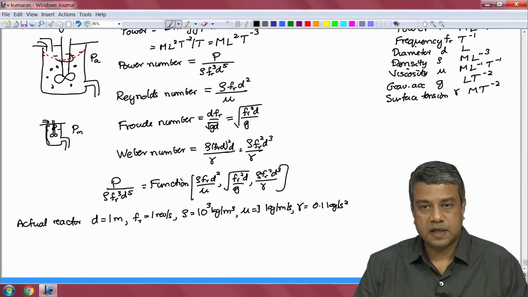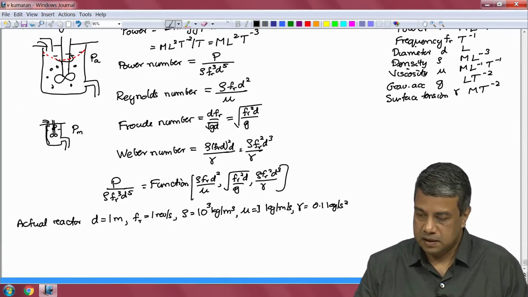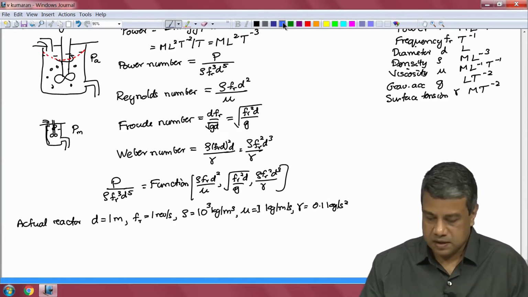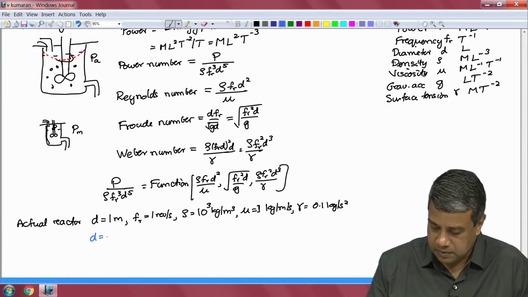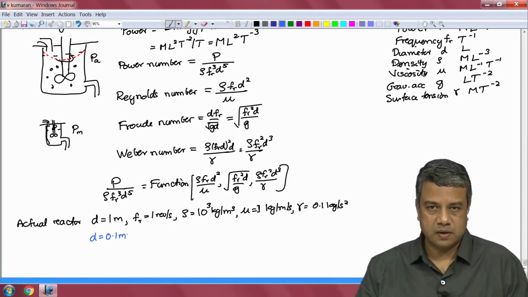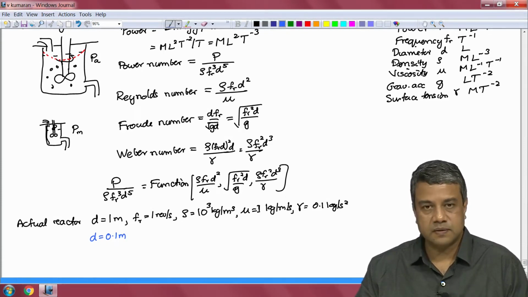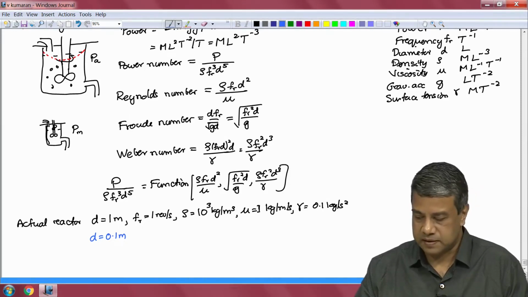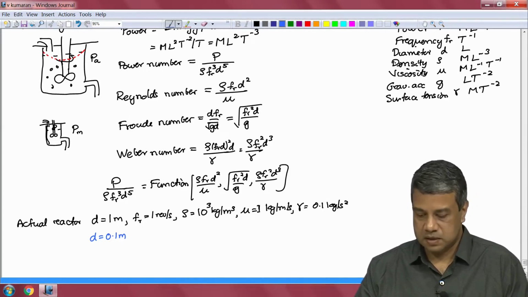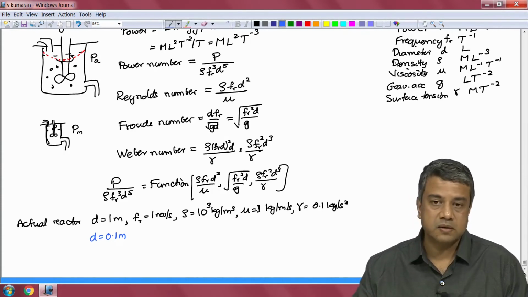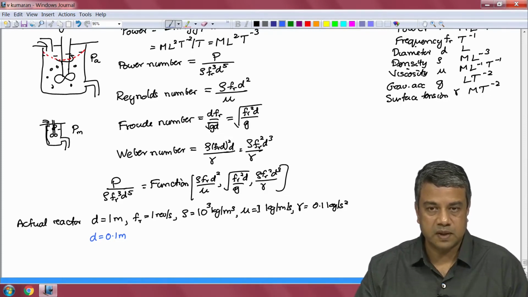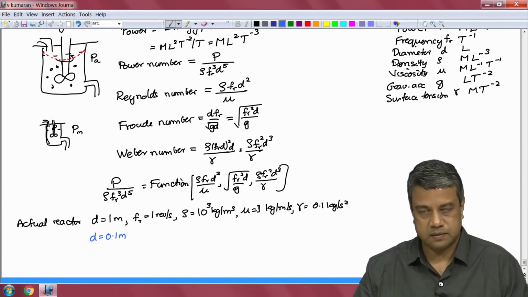So, these are the parameters for the actual reactor, and I want to model this using a reactor with diameter equal to 0.1 meters, a 1:10 scale model as far as the lengths are concerned. In that case, what is the frequency I should use? The density, the viscosity, the gravitational acceleration and the surface tension that should be used, so that the relevant dimensionless groups are the same between the actual and the model.